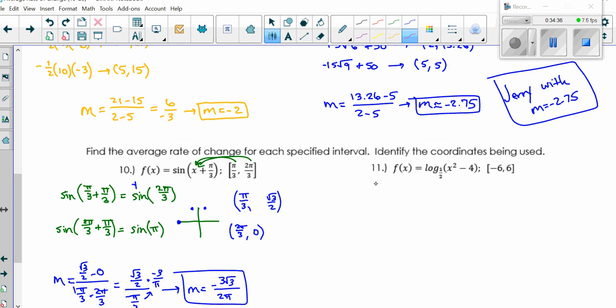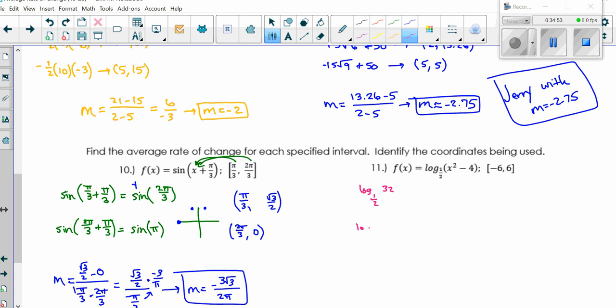So let's see here. This is going to be log base 1/2. When I substitute a negative 6 in, that's going to give me negative 6 squared is 36. Remember, it's positive. So 36 minus 4 is 32.